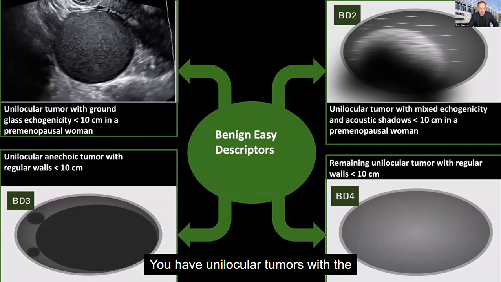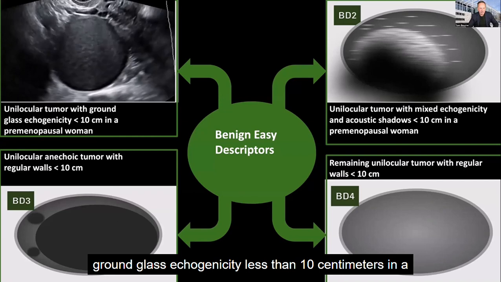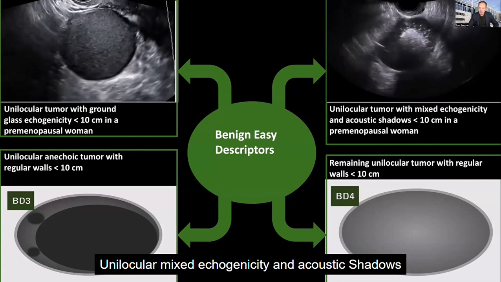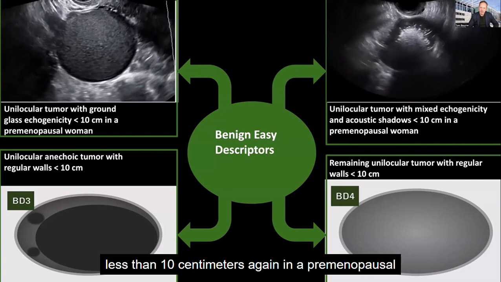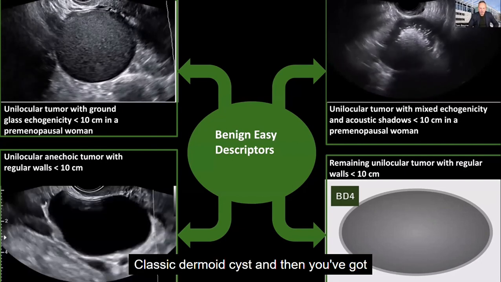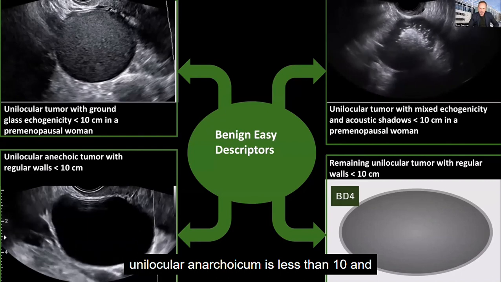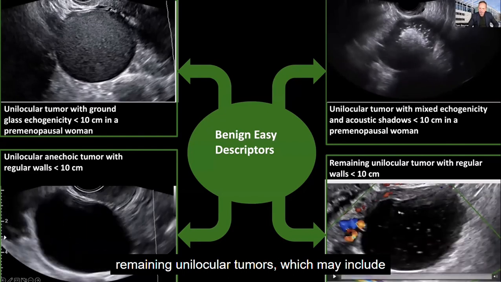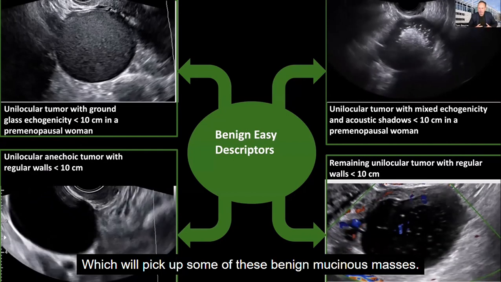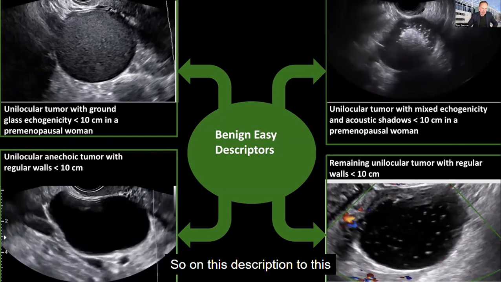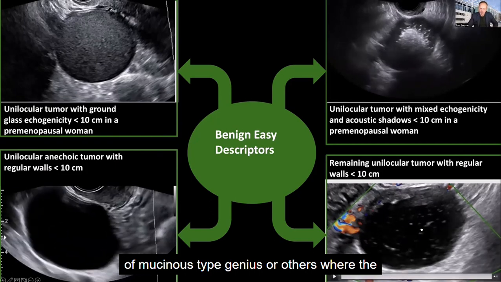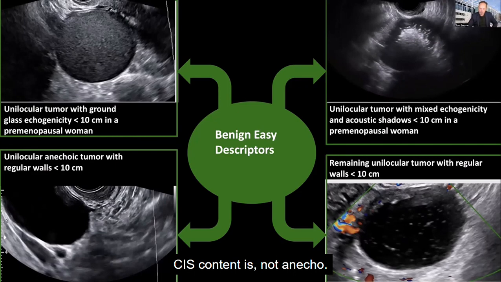You have unilocular tumors with a ground glass echogenicity less than 10 centimeters in a premenopausal woman, as you can see here, classic endometrioma. Unilocular mixed echogenicity and acoustic shadows less than 10 centimeters, again in a premenopausal woman. Classic dermoid cyst. And then you've got unilocular anechoic tumors less than 10 and remaining unilocular tumors, which may include, for example, scattered echoes, as you can see here, which will pick up some of these benign mucinous masses. So on this descriptor, this will hopefully pick up benign cystadenomas, and a number of mucinous type tumors or others where the cyst content is not anechoic.